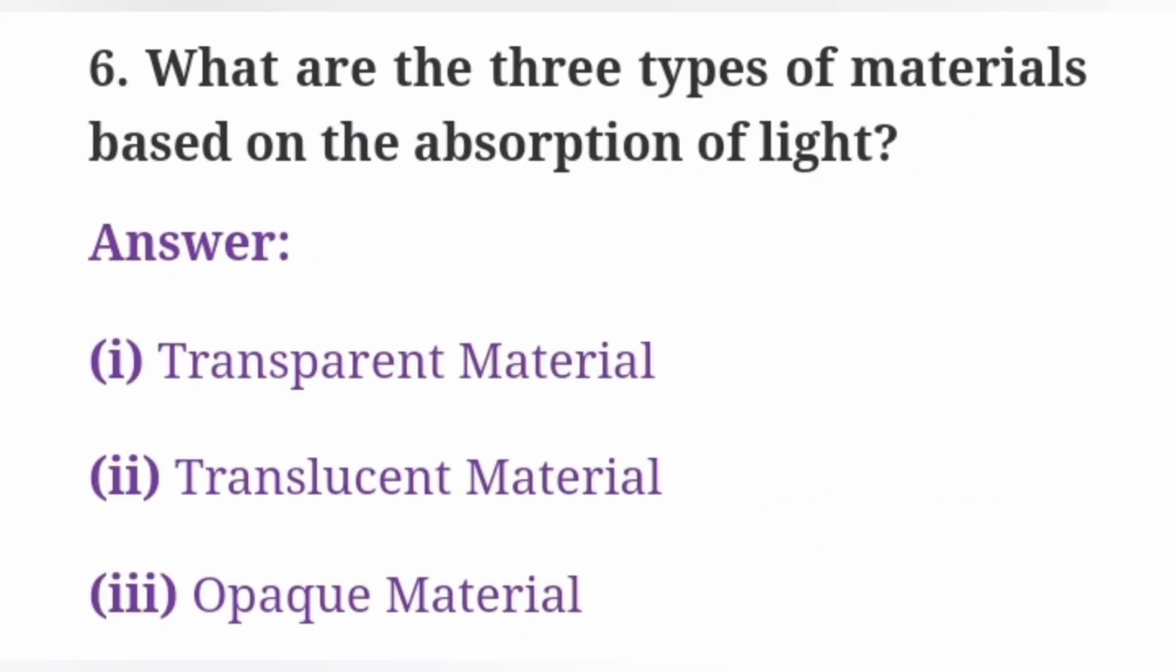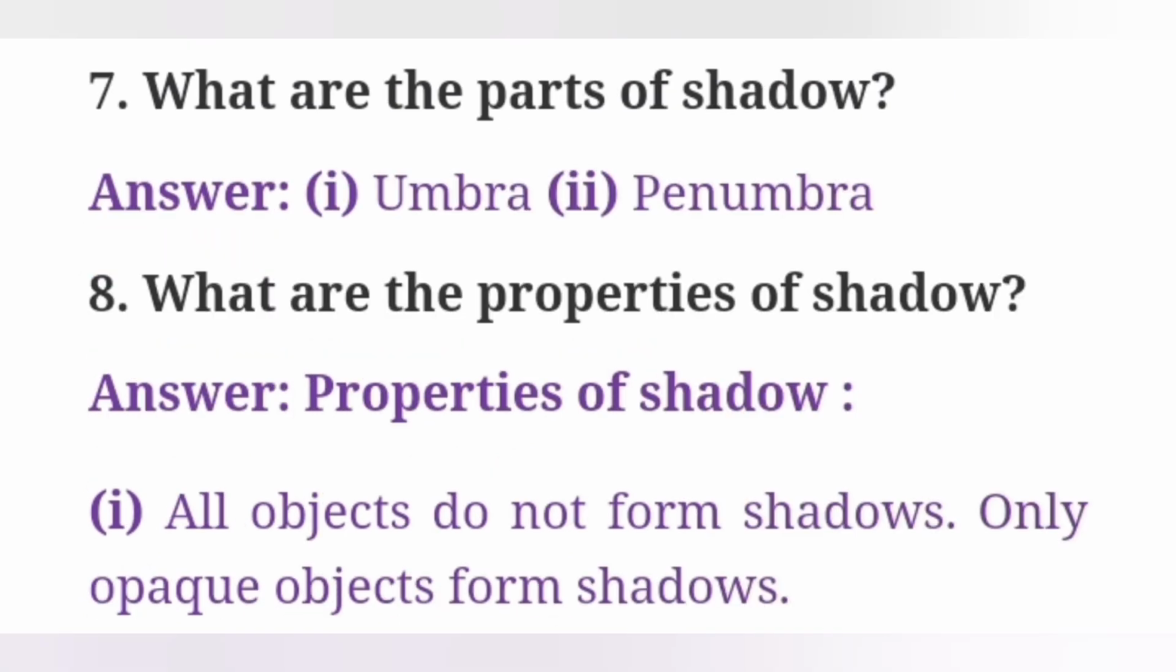Sixth one, what are the 3 types of materials based on the absorption of light? Answer: transparent material, translucent material, opaque material. Seventh question, what are the parts of a shadow? Answer: umbra, then penumbra. Eighth one, what are the properties of a shadow?